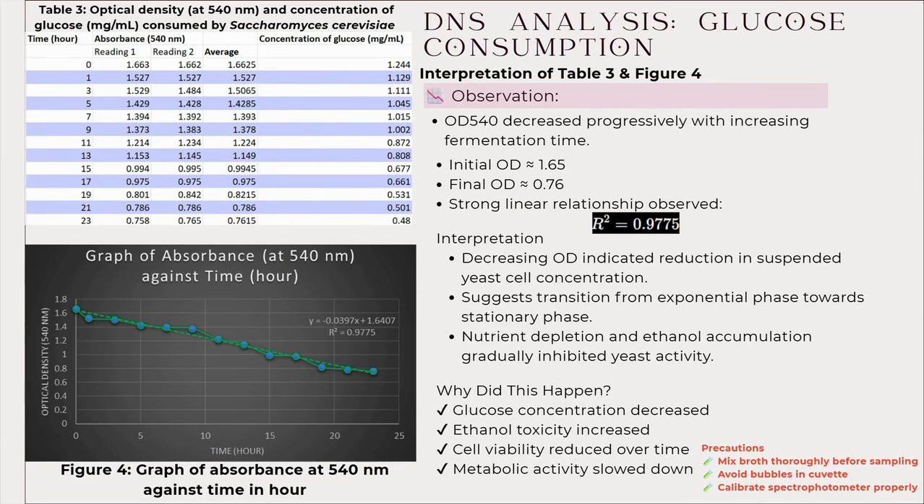As glucose concentration decreased and ethanol concentration increased, the yeast cells experienced greater metabolic stress, which gradually reduced cell viability and proliferation rate. Ethanol accumulation can negatively affect yeast cells by disrupting membrane integrity, altering membrane permeability, and reducing enzyme activity. Consequently, the culture gradually transitions from the exponential phase toward the stationary phase, resulting in lower OD readings.